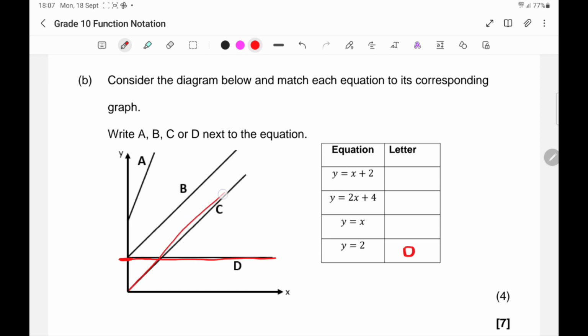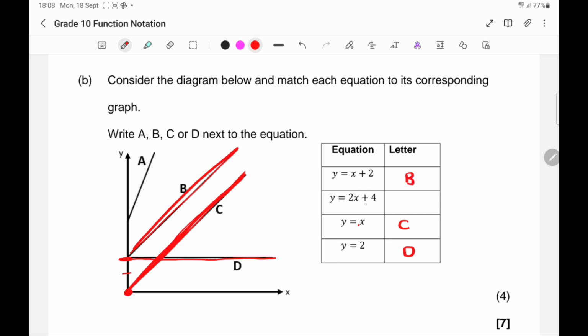These ones, can you see, sort of run parallel to each other. So they'll have the same gradient, where this one cuts through the origin. So it would be y is equal to x for C, and number B, it's the same gradient. So can you see a 1 and a 1 in front? But now it's been lifted up by 2. So this one would be B.